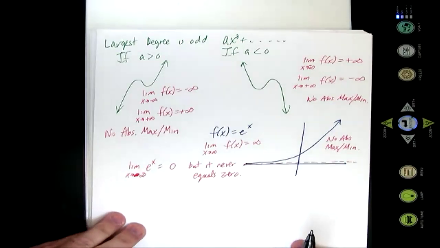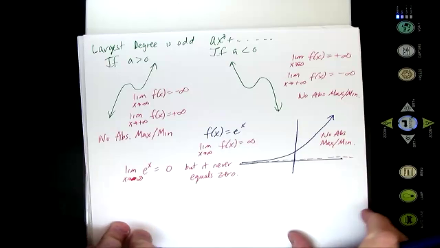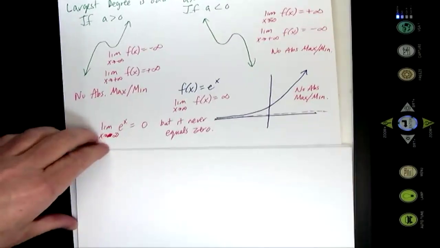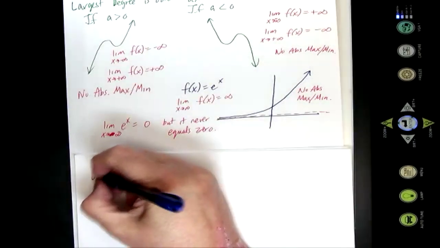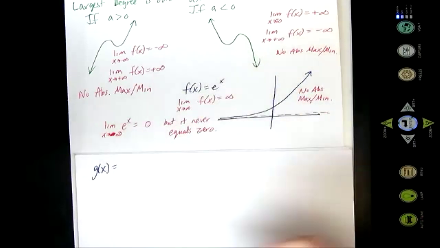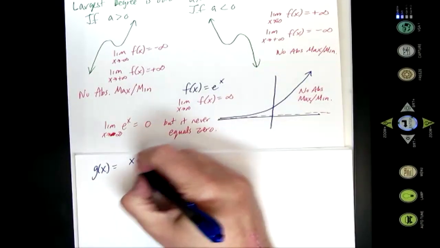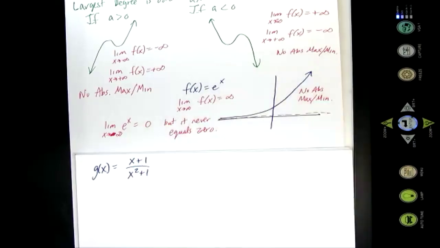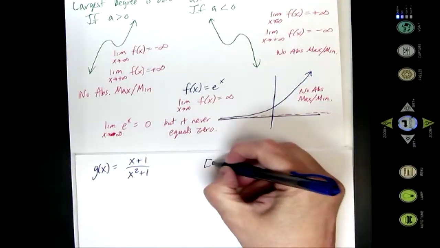And we should do one more example, because a lot of this is just doing stuff we've done before, but it's worth locking in. Let's do g of x is, I don't know, x plus 1 over x squared plus 1. And we'll go from 0 to 2.